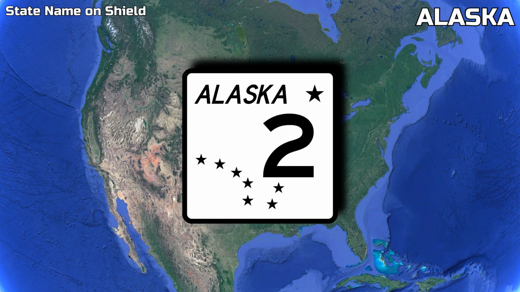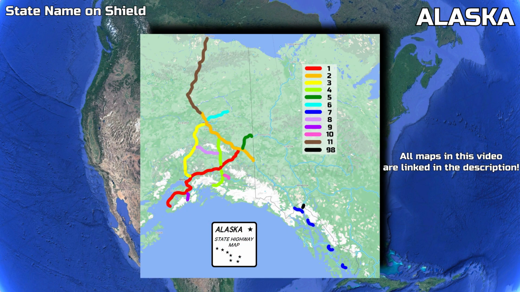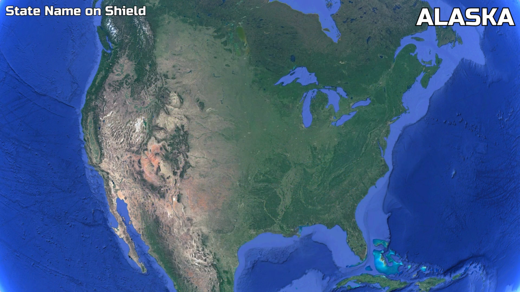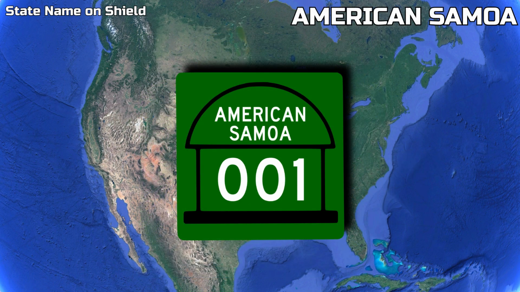Alaska's shield features the Big Dipper. There are only 12 state highways, so memorizing where they are could be useful. I made this map to do just that. American Samoa has an interesting green shield with the name at the top. I personally can't recall ever seeing this shield displayed on any roads, but it's still worth knowing what it looks like.